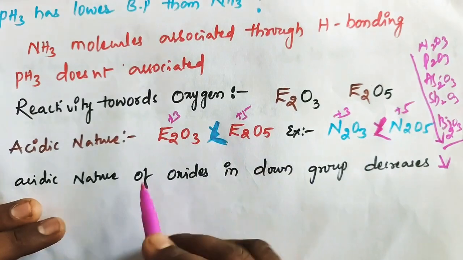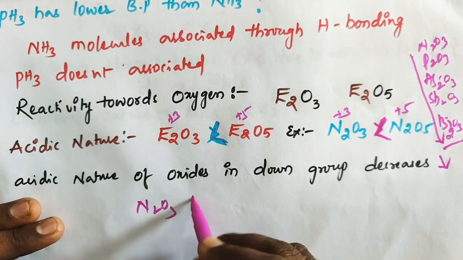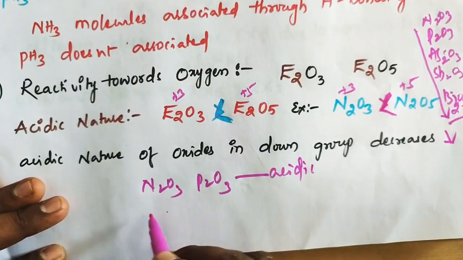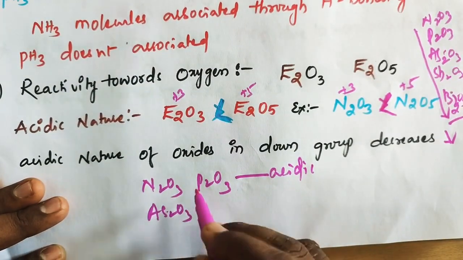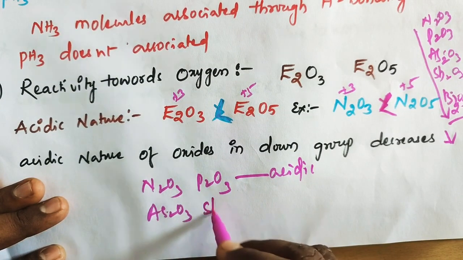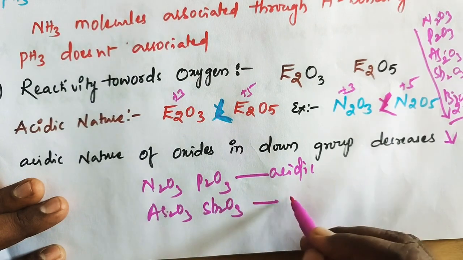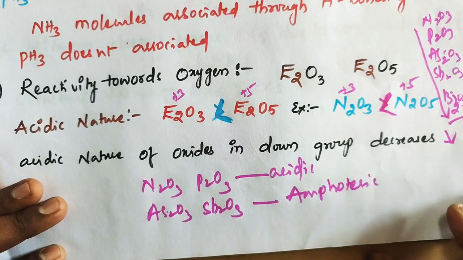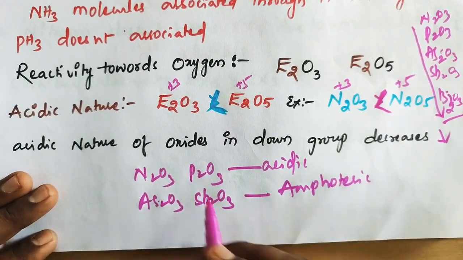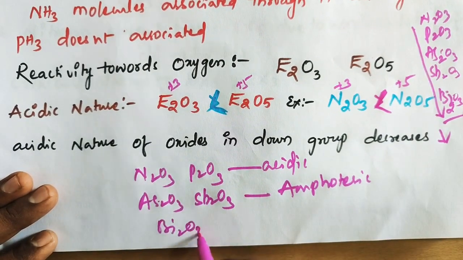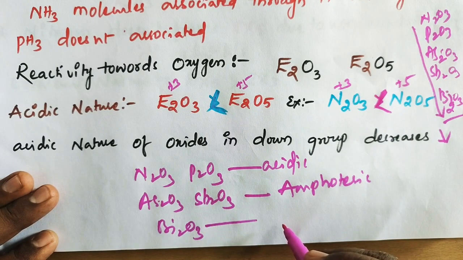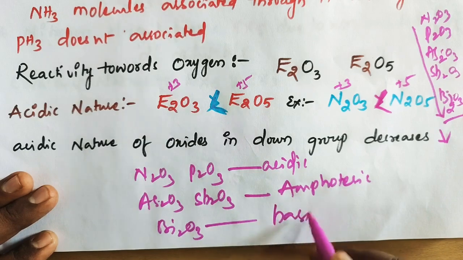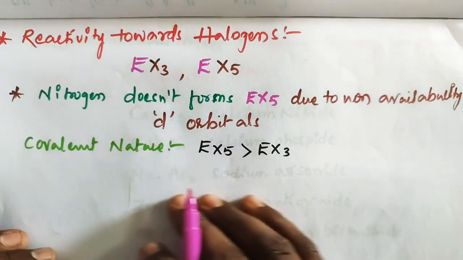So N2O3 and P2O3 are acidic. As2O3 and Sb2O3 are amphoteric in nature, that means sometimes acidic and sometimes basic, and Bi2O3 is predominantly basic in nature. Next one is reactivity towards the halogens.